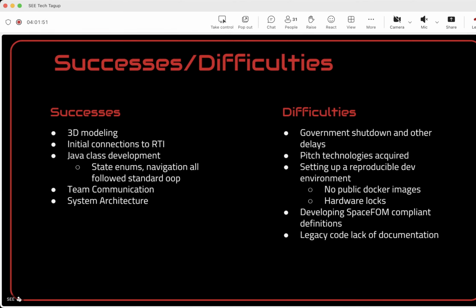And we would say legacy code lack of documentation. While we were trying to study what other teams have done in the past, we saw varying structure in the repository as well as a lack of general READMEs in the repos. So it made it hard to actually learn from past teams. And I think that's the end of our presentation.